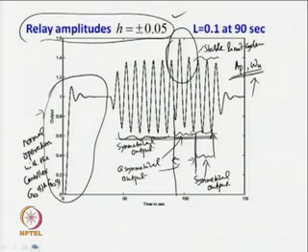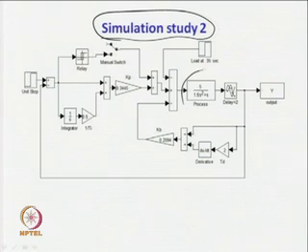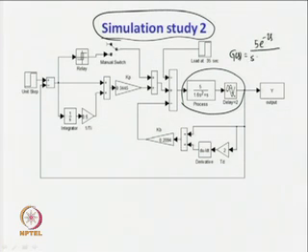We shall go to another example or simulation study, where this time the process is assumed to have dynamics G(s) = 5 e^(-2s) / (s(1.6s + 1)). So, thus we are considering an integrating process now.